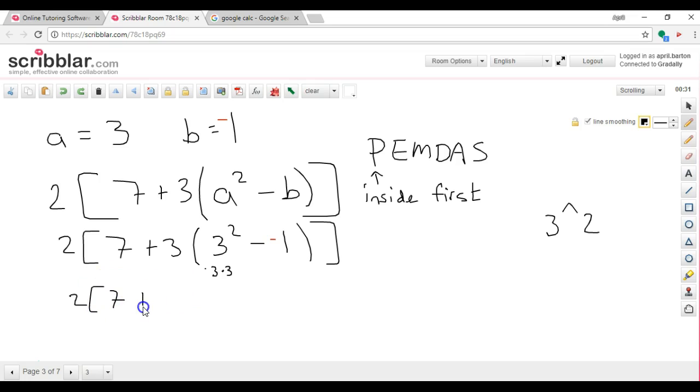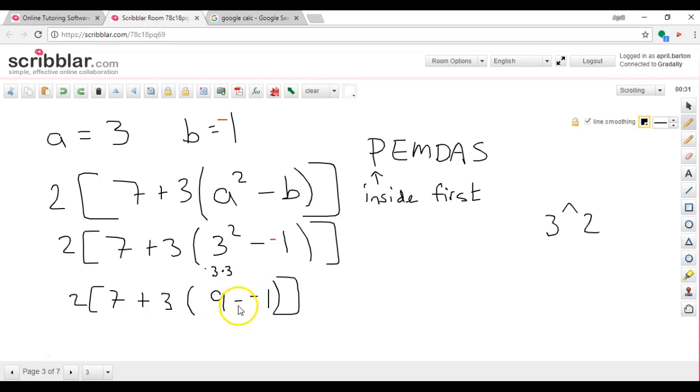There are so many different calculators. If you have one specifically, feel free to send me a picture of the calculator and I can walk you through how to do it on that specific calculator. So we do the 3 times 3 first. That was the exponent. And then we have 9 minus negative 1.